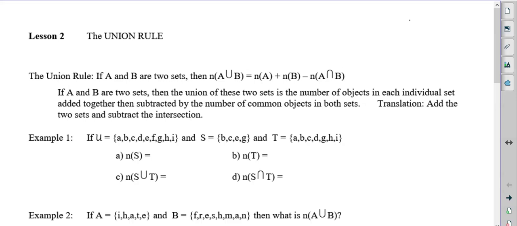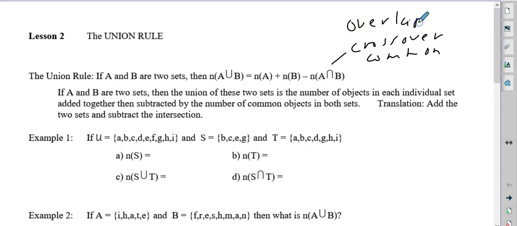All right, day 2. The union rule. Basically, it says if A and B are two sets, then the union of A and B is A plus B minus the crossover. Okay, what they have in common, what they share, the overlap. However you want to refer to it.